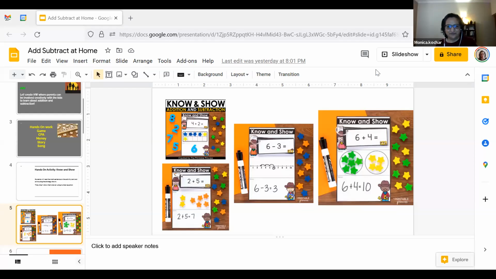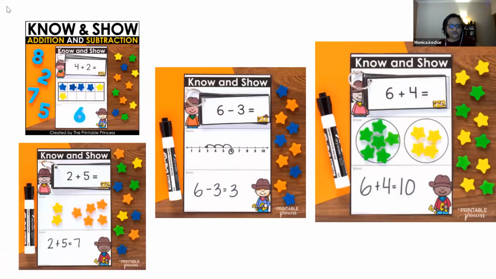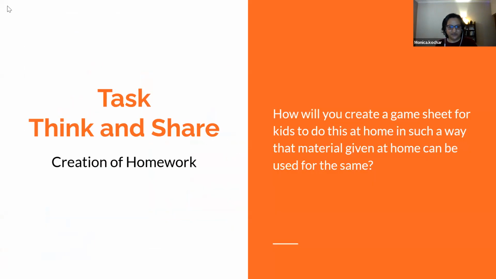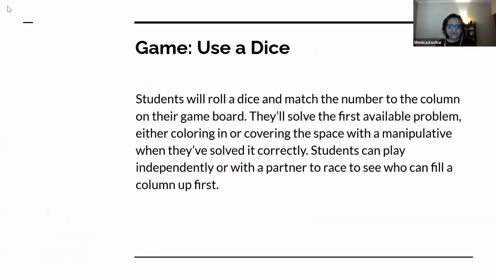Next time I'm going to be asking you, so we'll go one by one with everyone. So this was know and show. And when the PDF comes to you, you will have these ideas with you, simply know and show, which can be used in many different ways. It's a generic strategy. The other is dice.